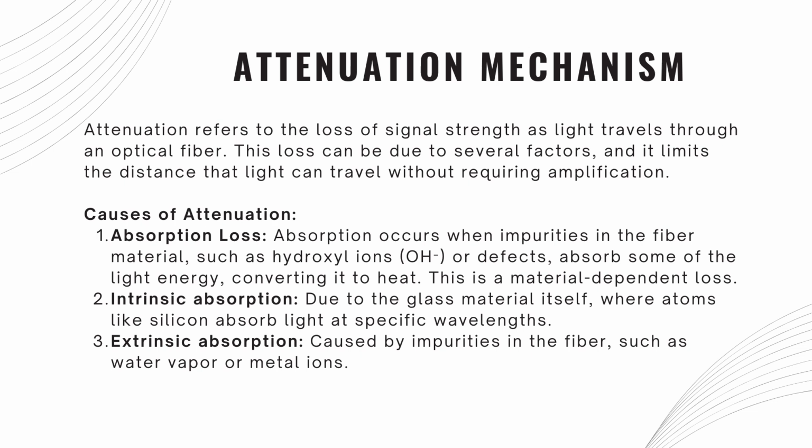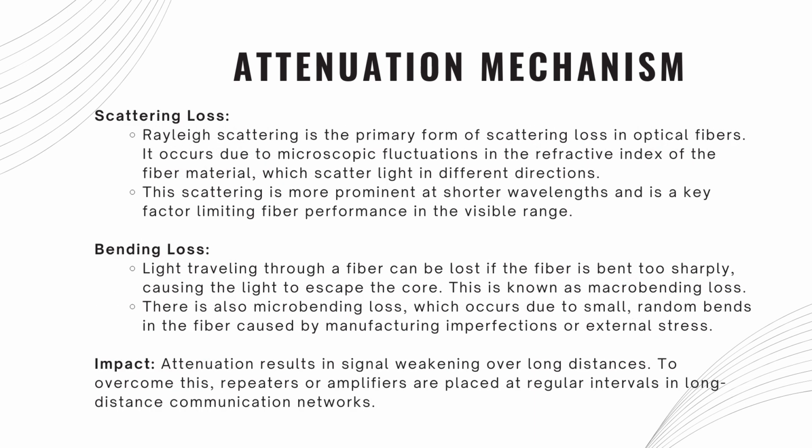Intrinsic absorption is due to the glass material itself, where atoms like silicon absorb light at specific wavelengths. Extrinsic absorption is caused by impurities in the fiber, such as water vapor or metal ions. Scattering loss: Rayleigh scattering is the primary form of scattering loss in optical fibers. It occurs due to microscopic fluctuations in the refractive index of the fiber material, which scatter light in different directions.